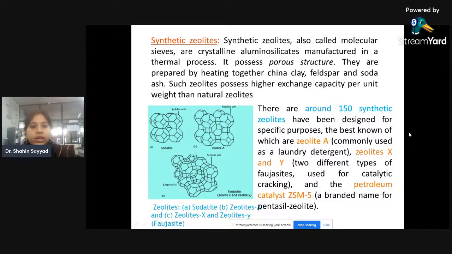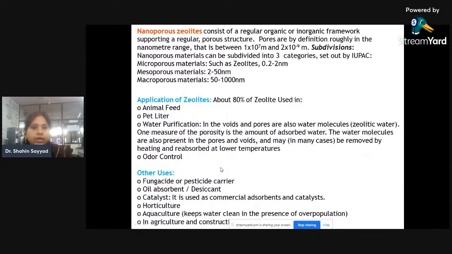There are around 150 synthetic zeolites which are designed for specific purposes. Commonly known ones are zeolite A for laundry detergent, zeolites X and Y for catalytic cracking, and petroleum catalyst ZSM-5, which is a brand name for pentasil zeolite. These 150 synthetic zeolites can be prepared in the lab by heating together china clay, feldspar, and soda ash.